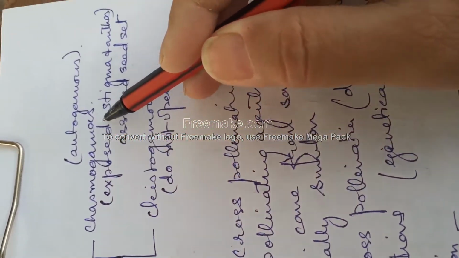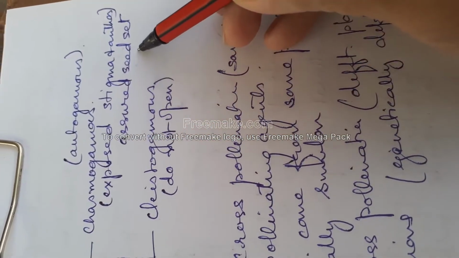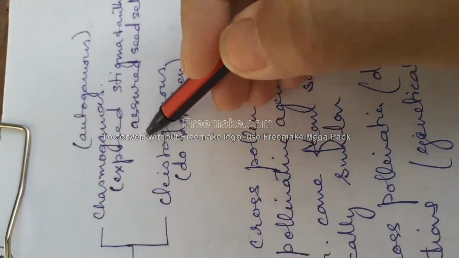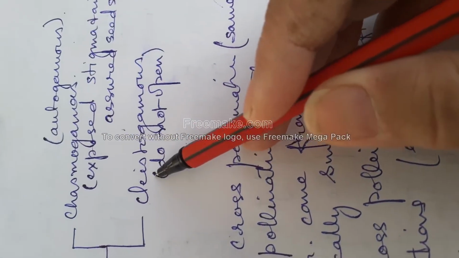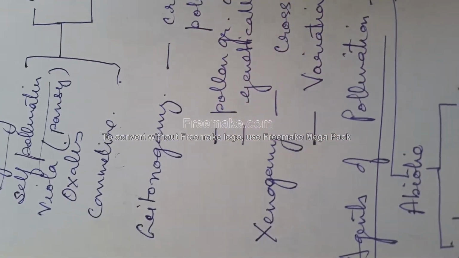These are chasmogamous flowers. In chasmogamous flowers, the exposed stigma and anthers are there, which results in assured seed sets. So these are completely autogamous, or self-pollination occurs in them. And there are some kind of flowers which are cleistogamous, which do not open at all.